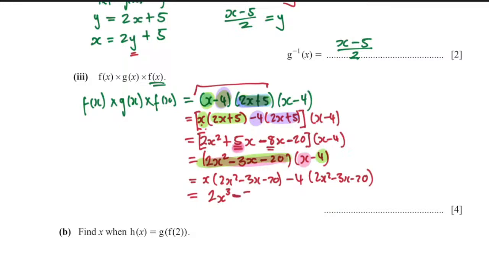Minus 3 times x, it becomes 3x squared. Then now you have this negative 20 by x becomes negative 20x. Then minus 4 times this becomes minus 4 times 2, that's 8. Anything for x squared? No. Minus 4 times minus 3 becomes plus 4 times 3, that's 12x. Then you say minus 4 times minus 20, it becomes plus 4 times 20, that's 80.